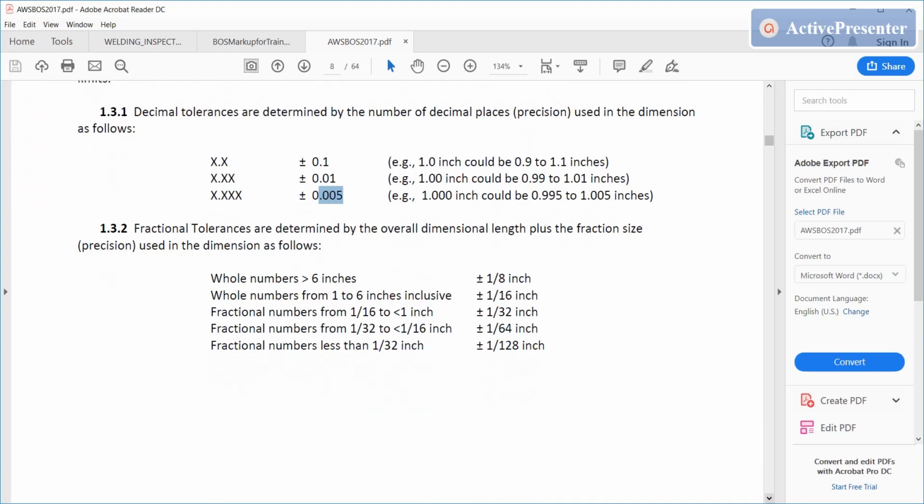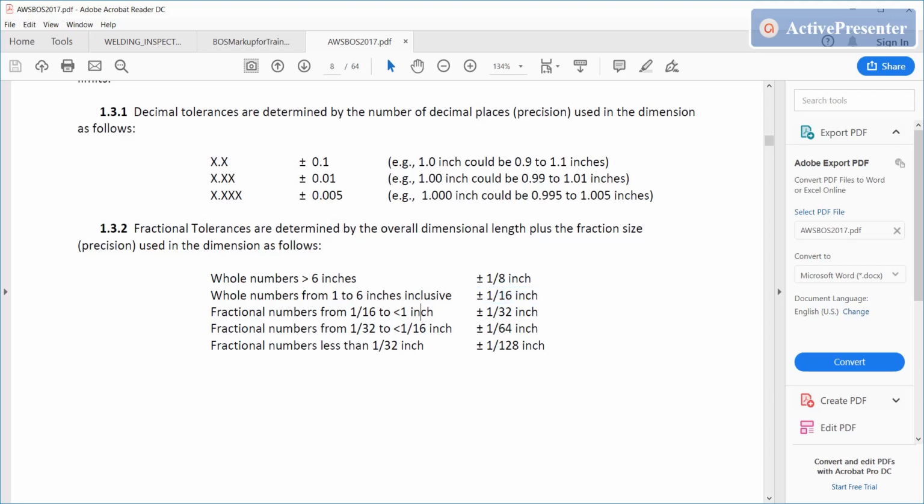Fractional tolerances can sometimes cause some folks some problems. You've got to understand the difference between whole numbers and mixed numbers, fractional numbers. This tolerance right here, this very first one, applies to whole numbers that are greater than 6 inches. So this tolerance of plus or minus 1/8 would only apply to a measurement that was specified at 7, 8, 9, 10, 11, 12, 20, doesn't matter. It's got to be a whole number though. It has no fractional part on the end of it. Whole numbers from 1 to 6 inches inclusive, so that's going to include 1, 2, 3, 4, 5, 6. That's plus or minus 1/16.